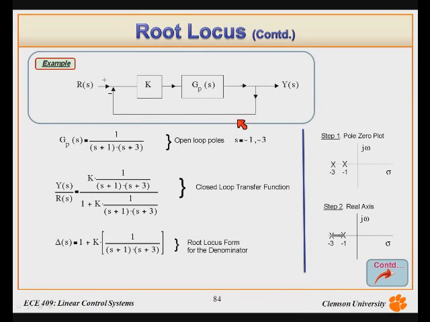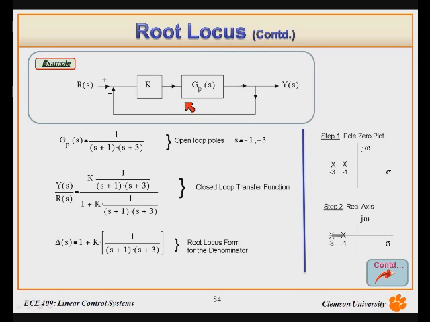Here we have a block diagram, same as we've seen on the previous slides. This is the standard form: K, GP the plant, feedback unity with a negative. Input R of S, output Y of S. We want to draw the root locus.